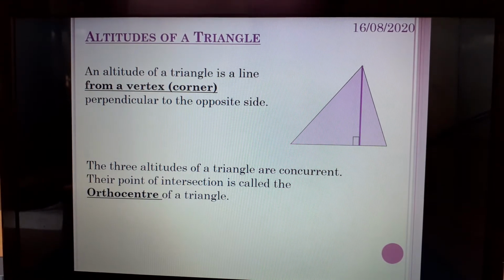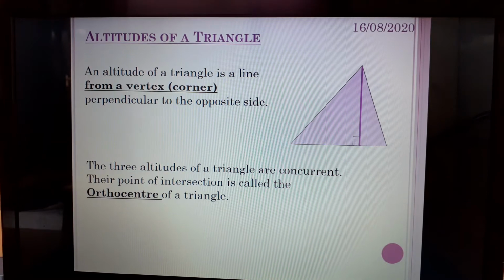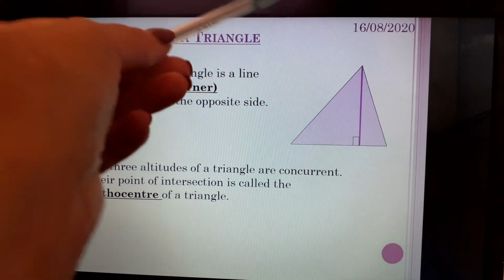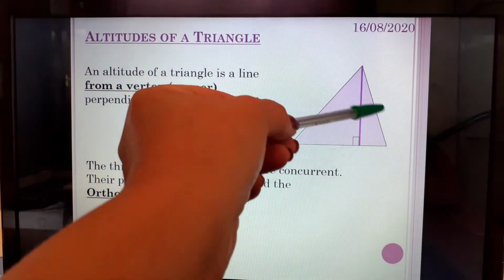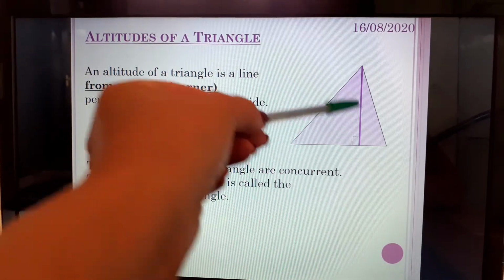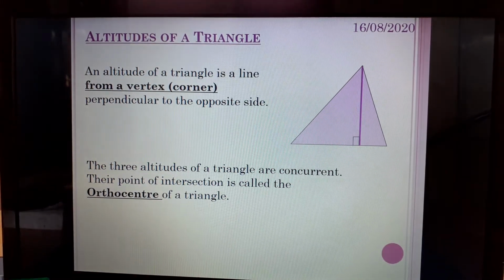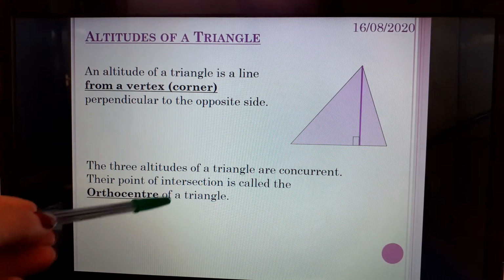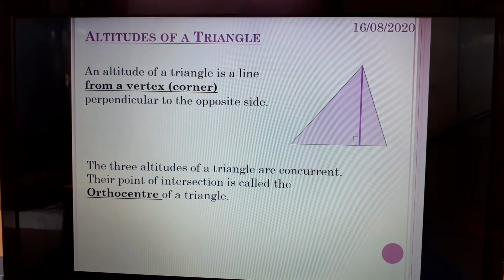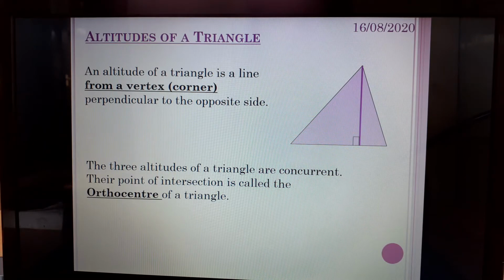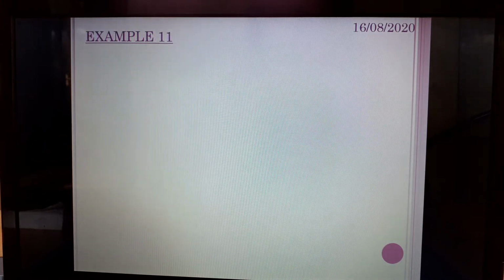More for information than anything else, the three altitudes of a triangle are concurrent. So if you have an altitude coming from this corner here and this corner here, they would all meet in one point, and we would call that the orthocenter of a triangle. And that's more for information. I have seen those words coming up in past papers, but quite a few years ago, so you may not need to know that, but be aware of it for information.